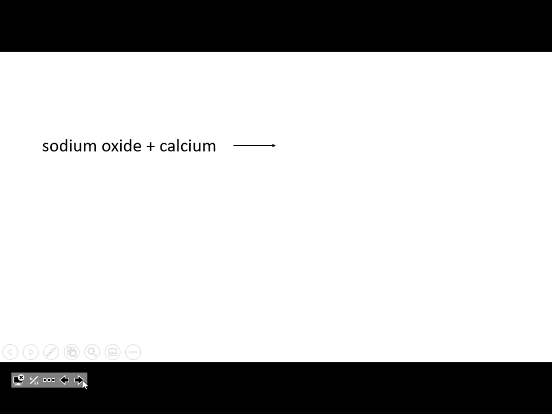So, go ahead and write this one down. This is our very first one. Sodium oxide plus calcium. So what I'm going to do, just like I started before, I am going to write sodium oxide out, and I'm going to write calcium out. My yields arrow there.